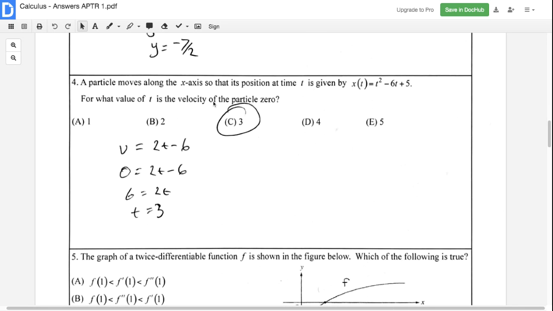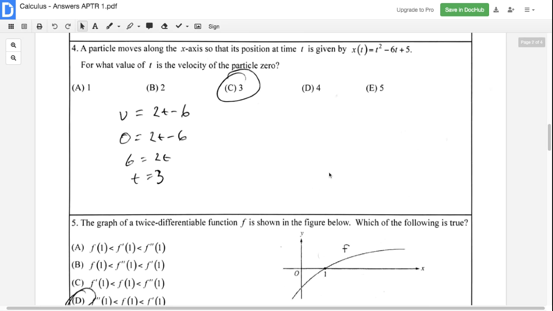Number 4, a particle moves along the x-axis so that its position at time t is given by x of t equals t squared minus 6t plus 5. For what values of t does the velocity of the particle equal 0? So that's just taking the derivative to get to the velocity function, setting velocity equal to 0, and solving. So there's my derivative, set it equal to 0. I solve. I get t equals 3. Bang. There's my answer.